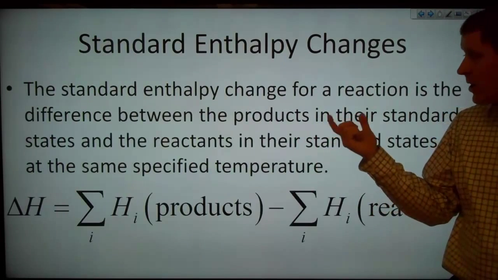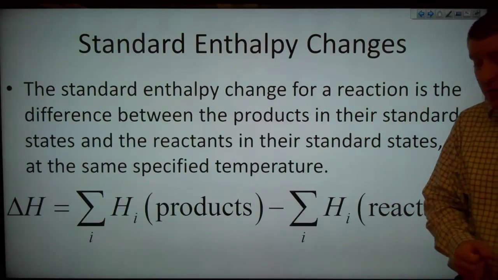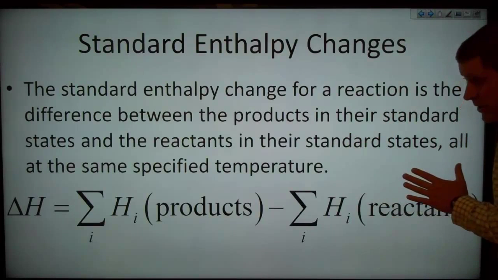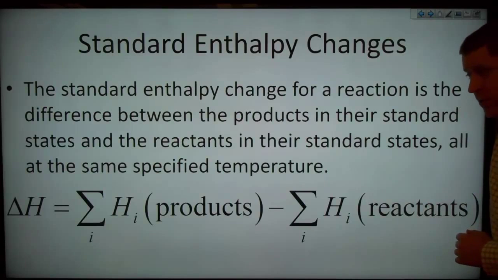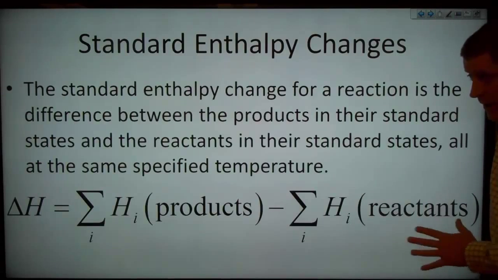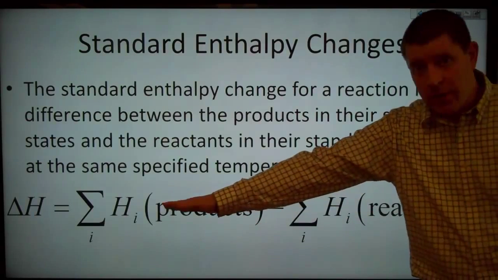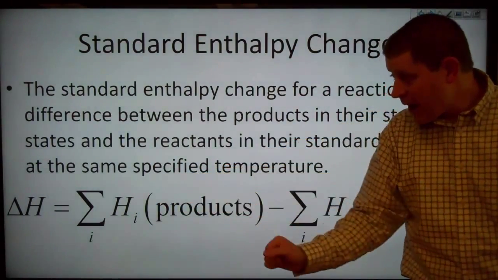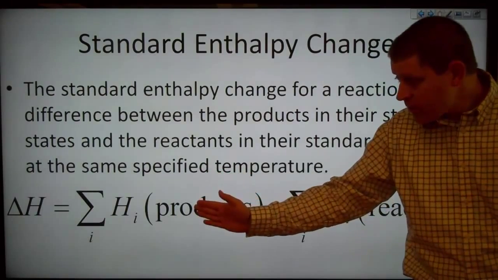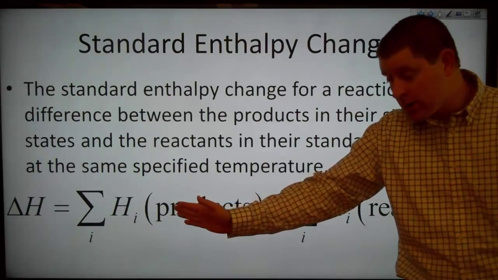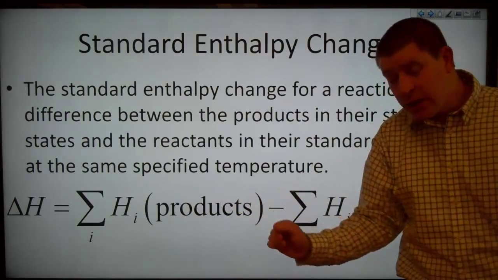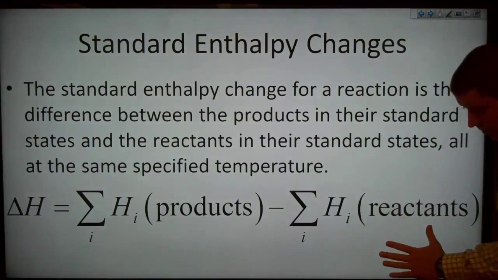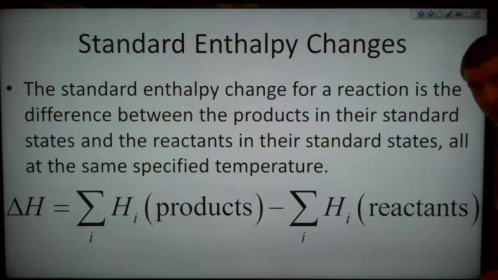The standard enthalpy change for a reaction is the difference between the products in their standard states and the reactants in their standard states, all at the same specified temperature. We can show that mathematically like this, where the enthalpy change ΔH for the reaction is equal to the sum over all of our products of the enthalpy of the product minus the sum over all of our reactants of the enthalpy of the reactant.